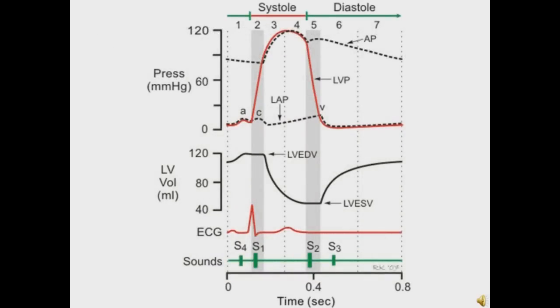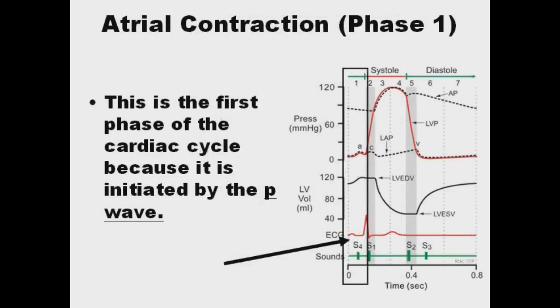This graphic explains the relations between pressures in the left ventricle, the aortic artery, and the left atrium, synchronically with the volumes in the left atrium, the electrocardiogram, and the cardiac sounds. The cardiac cycle is divided into 7 phases, 3 in systole and 4 in diastole. The first phase is the atrial contraction, and begins with the P wave of the electrocardiogram.